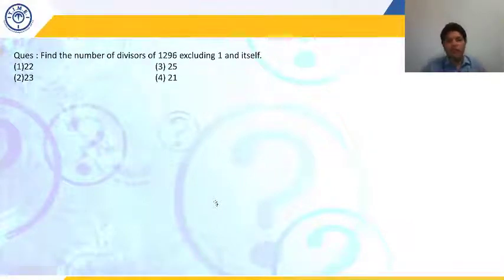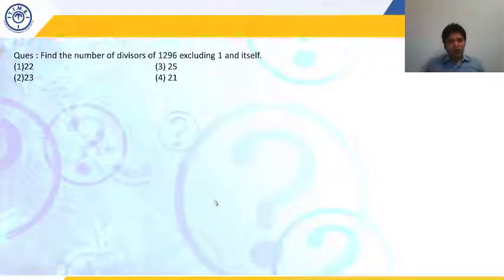I have given you the question: find the number of divisors of 1296 excluding 1 and itself. I gave you this question as homework after studying factors. We studied factors in the last class, and after that I gave you this question. I hope most of you have tried and got the right answer. What we need to find out is the number of divisors of 1296. Divisors means all those numbers which divide 1296, and all those numbers which divide 1296 are the factors of 1296. So we need to find out the number of factors of 1296 excluding 1 and itself.